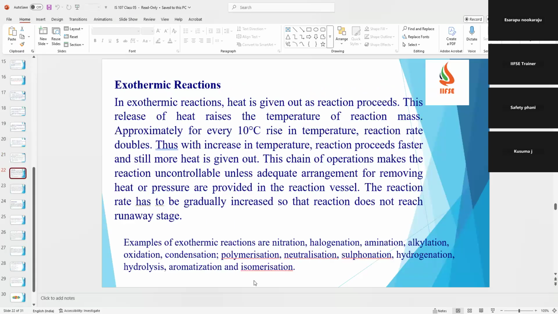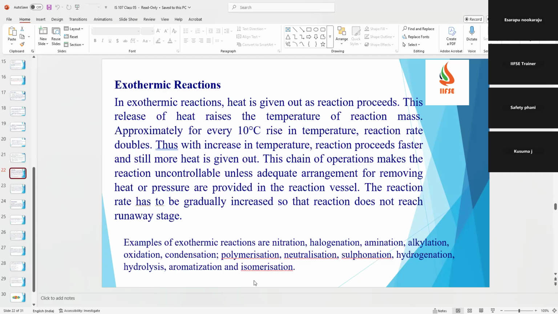Now we'll see the exothermic reactions. So basically, when you talk about exothermic reactions, the main intention is it raises the temperature. In an exothermic reaction, the heat is given out as the reaction proceeds. This release of heat raises the temperature of the reaction mass. So during the reaction process, it raises the heat, resulting in a rise in the temperature of the mass, approximately by 10 degrees.